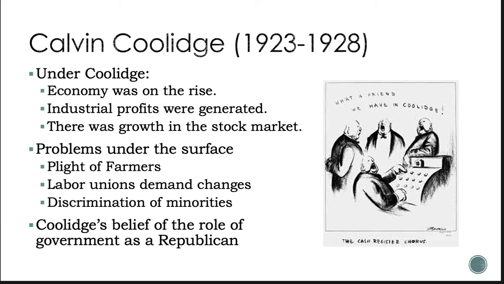But what we don't realize that's happening while all of this positivity is going on is that there are problems under the surface, and these problems are going to lead us to the crash in 1929, the depression of the 1930s. And these problems that are starting to bubble include the plight of farmers. We have farmers out west that no one is paying attention to any of the practices that they are using. And remember, a high protective tariff hurts farmers. It does not help them. So when Harding and Coolidge push for this high protective tariff, we are hurting our farmers.